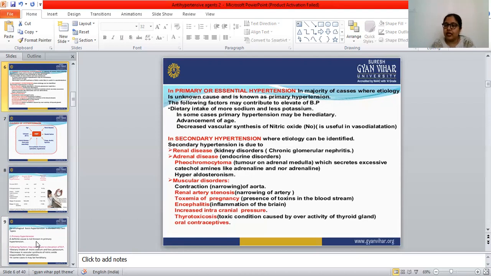And as age increases, there is a chance of essential hypertension. And decreased vascular synthesis of nitric oxide is again a reason for primary hypertension. The normal range of BP is 120/80, and above 140/90 is hypertension, and below 90/60 is hypotension.